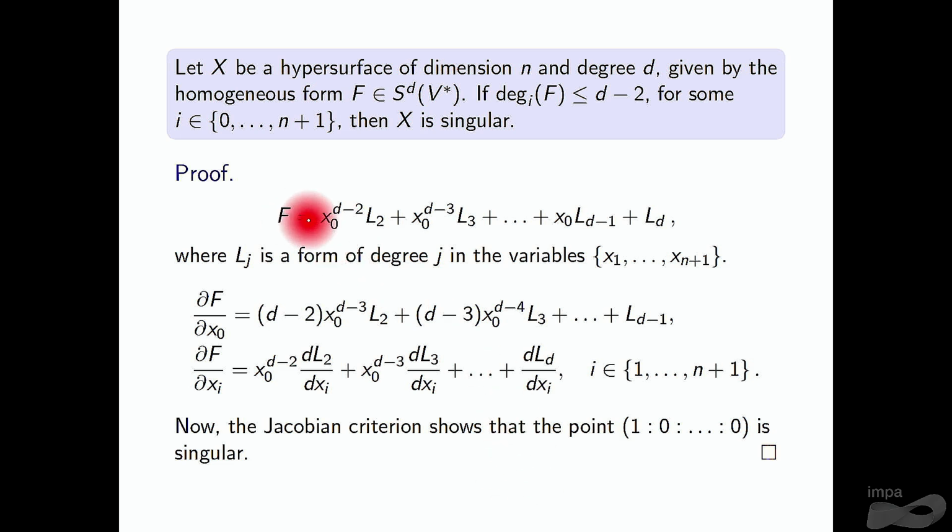Yeah, you take a polynomial that has degree at most d minus 2 in the variable x0, and then you compute the Jacobian criterion, and you find that the point where you put the 1 in the variable x0, and 0 everywhere else, has to be singular. So it's a very simple verification with the Jacobian criterion, and I'm going to use this to prove something. That's what I really like to tell in this story, because it's probably the second lecture in algebraic geometry you have, and you can use it to prove something.